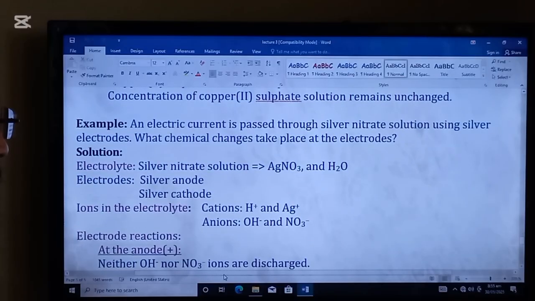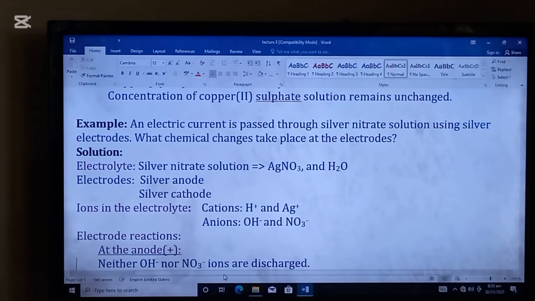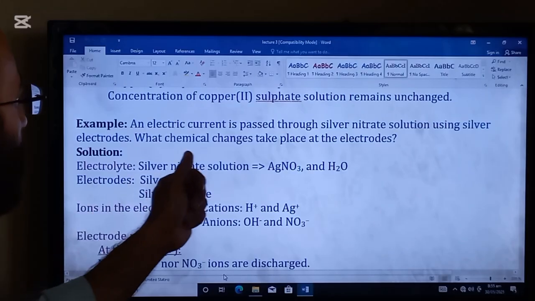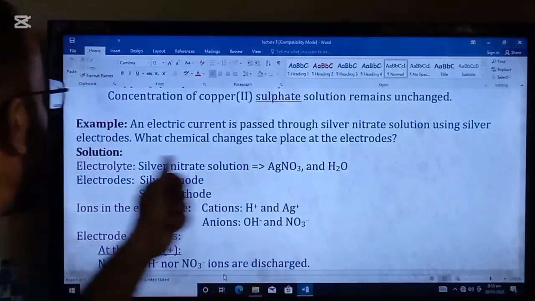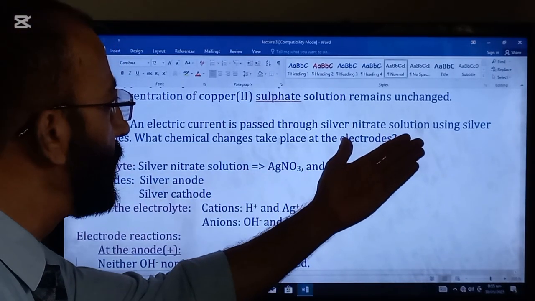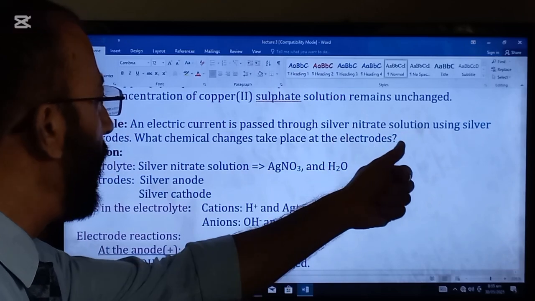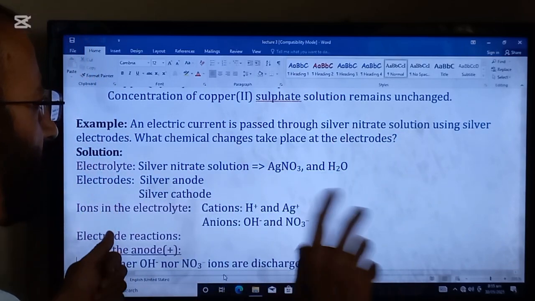Okay, this factor is further explained through another example. An electric current is passed through silver nitrate solution using silver electrodes. So now look carefully. The electrolyte is silver nitrate solution and the electrodes are silver. So only silver will be discharged.